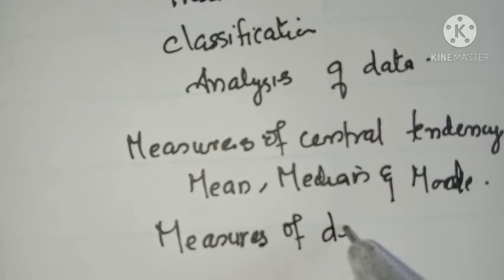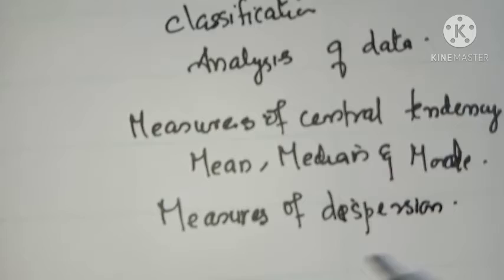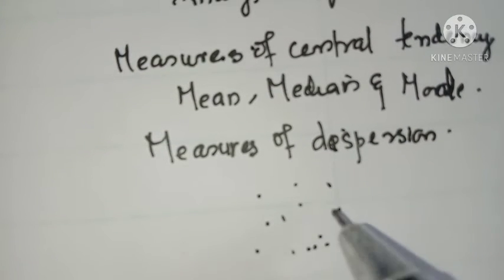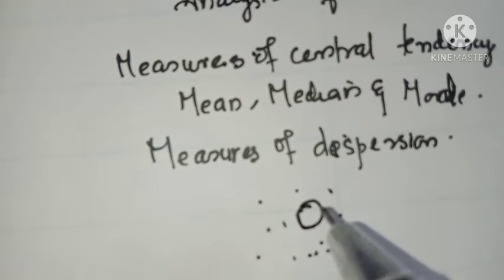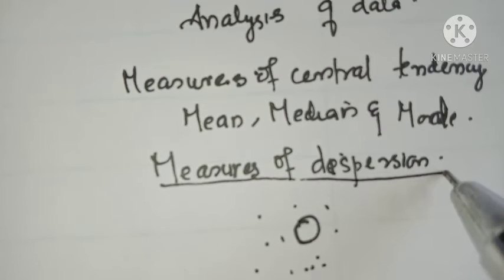So dispersion means the scattering of data. Suppose we have scattered data, we have to represent this scattered data in the form of a representative of a single number using measures of dispersion.